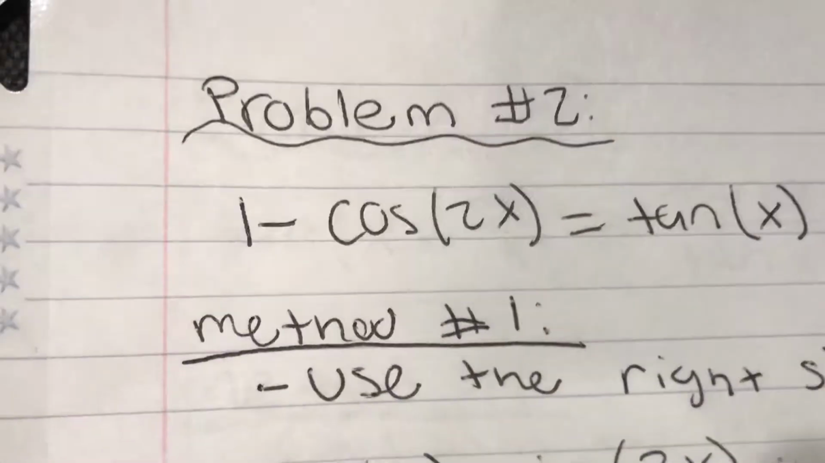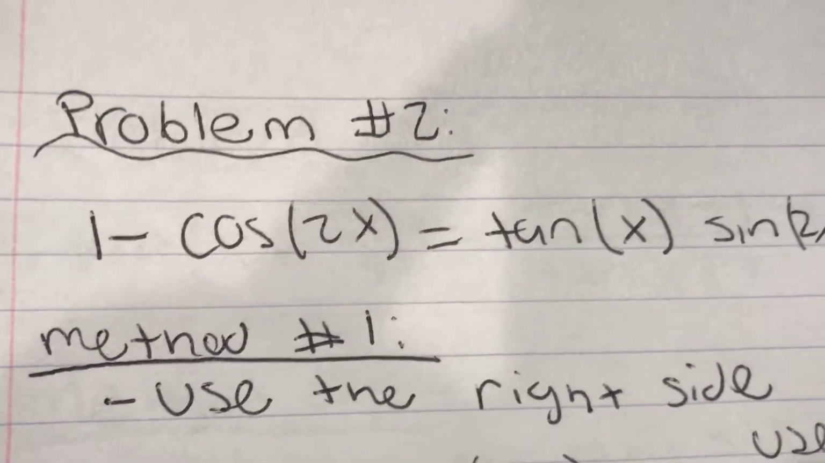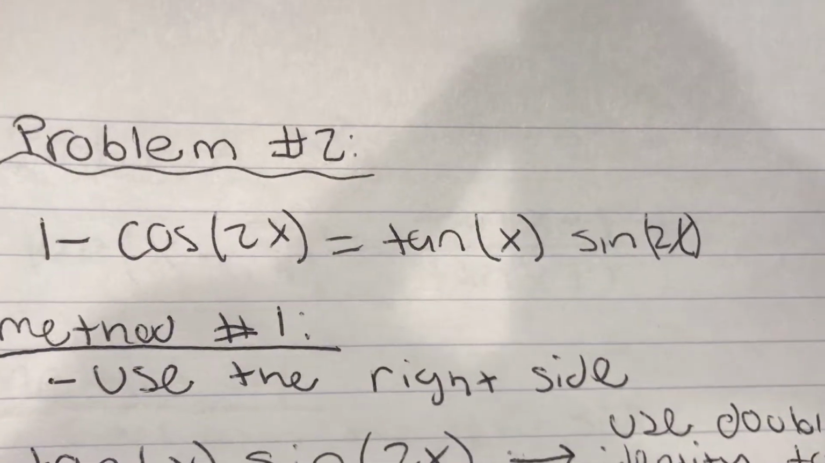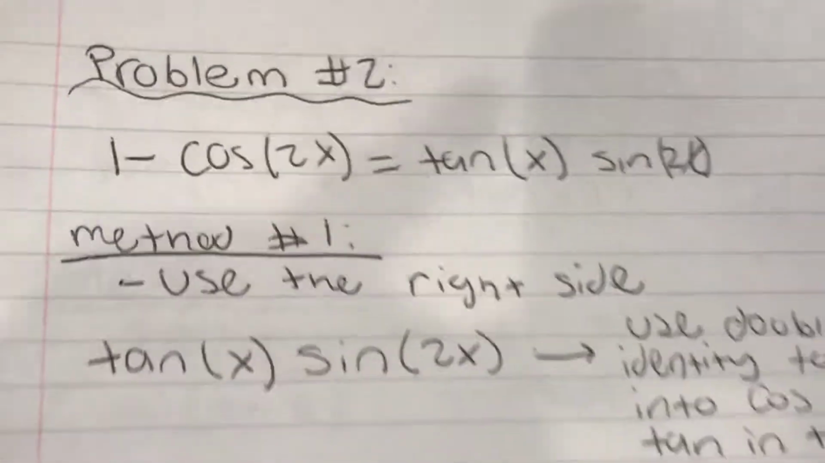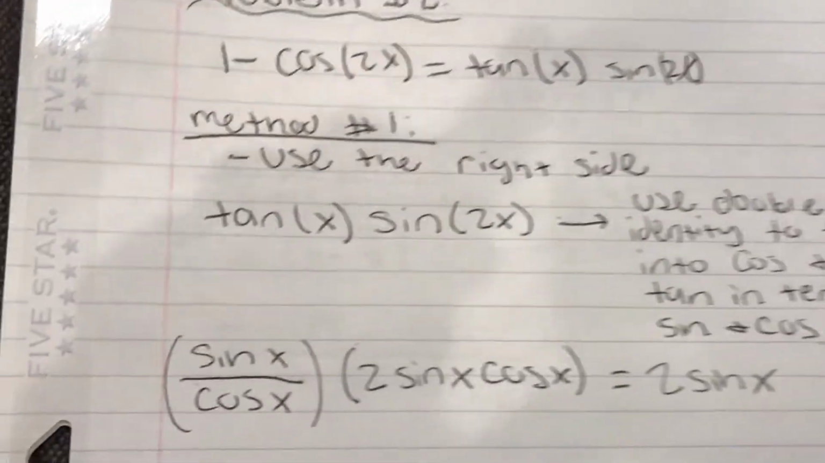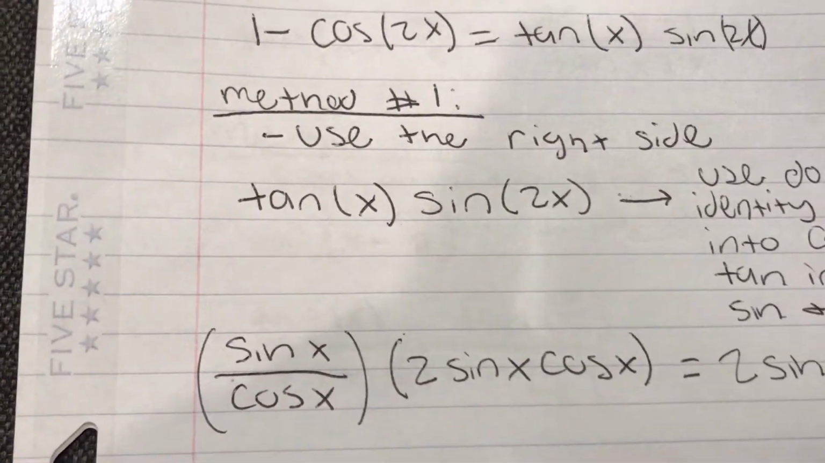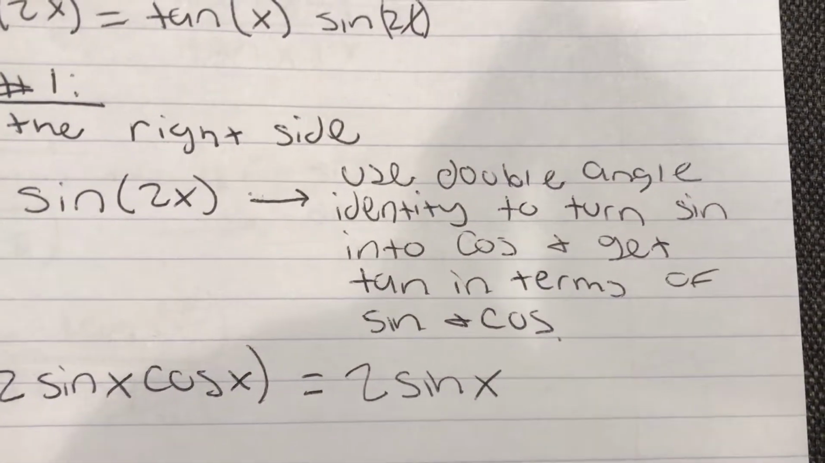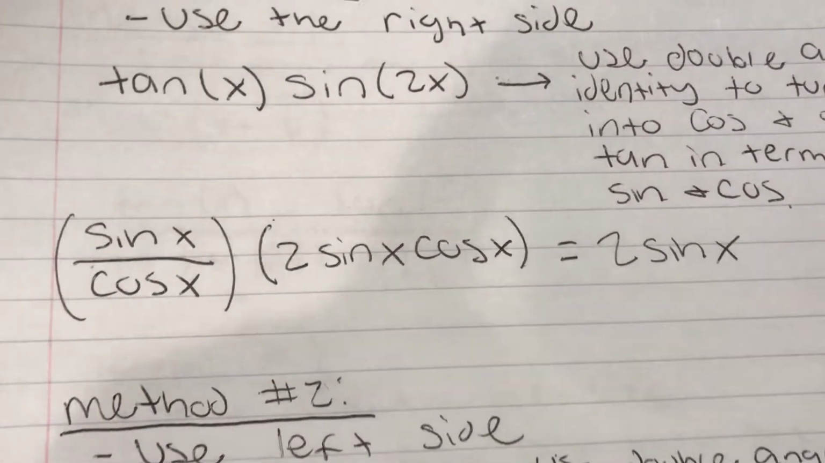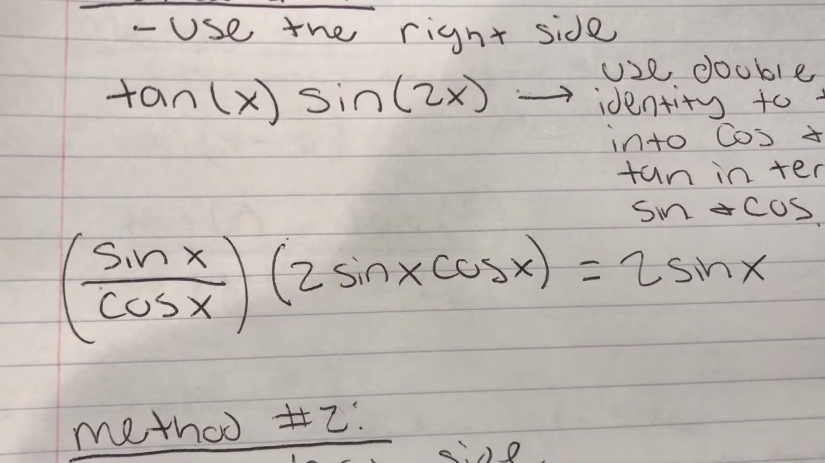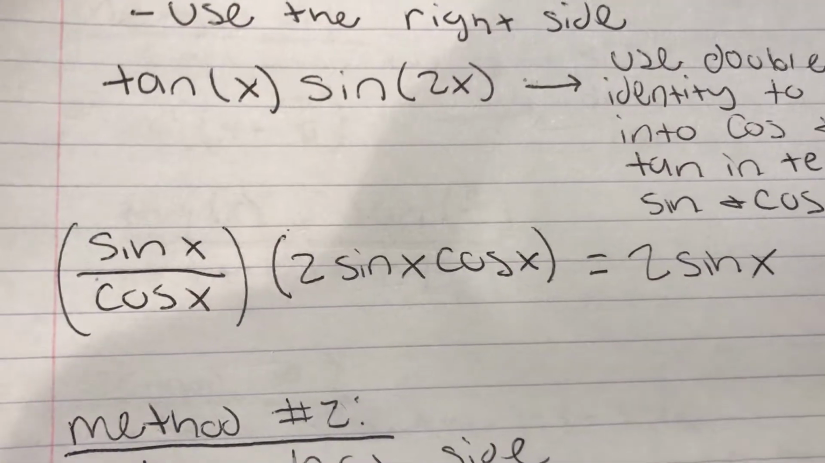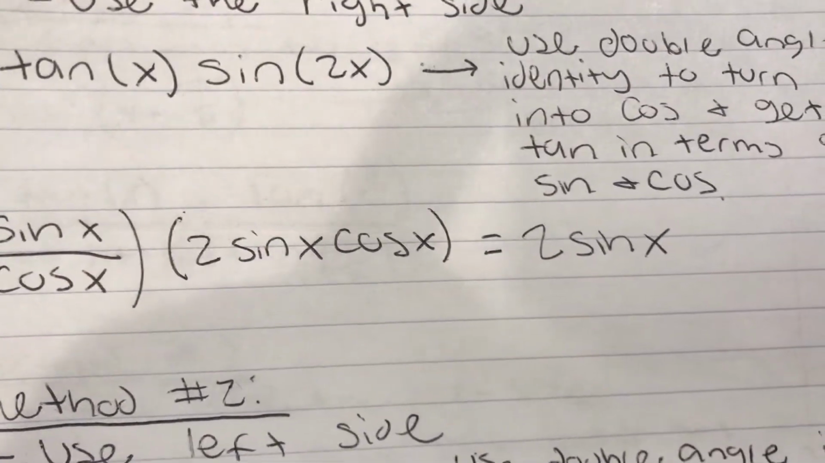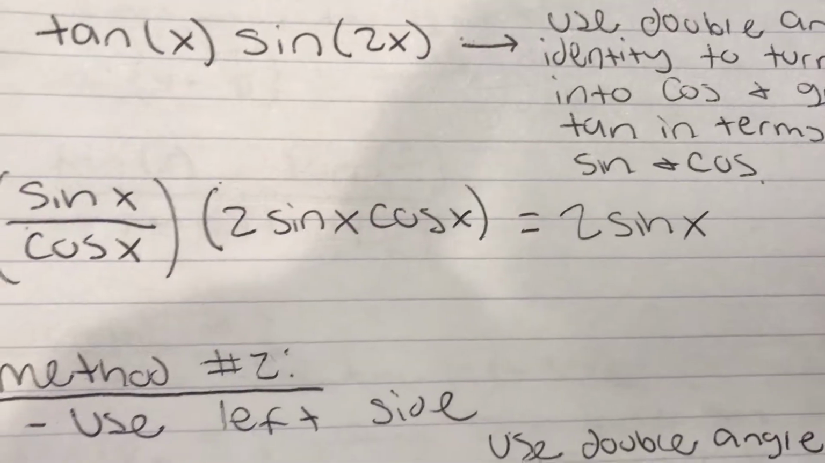For problem number 2, we have 1 minus cosine 2x equals tangent x times sine 2x. And for method 1, we're going to do the right-hand side, so tangent x times sine 2x. So we're going to use a double angle identity to turn sine 2x into sine and cosine, and get tangent in terms of sine and cosine. So we have sine x over cosine x times 2 sine x times cosine x, and this gets us to 2 sine squared x in the end.